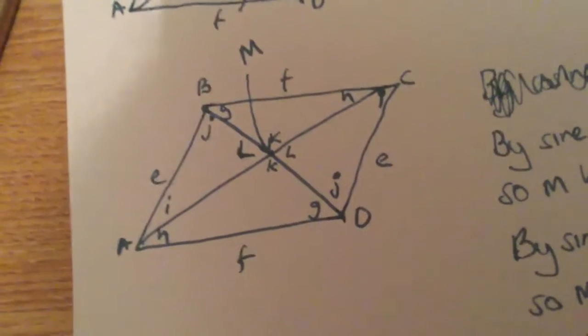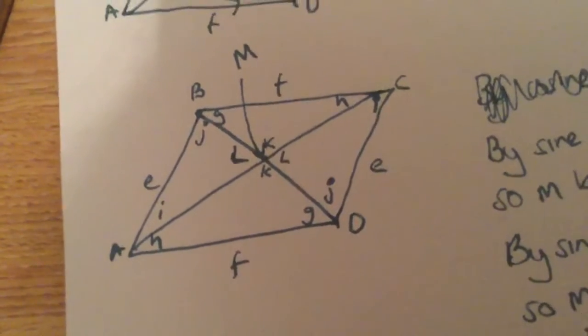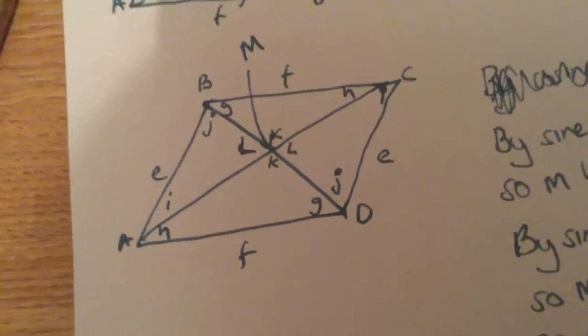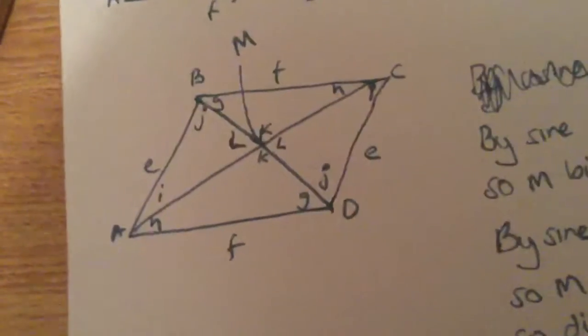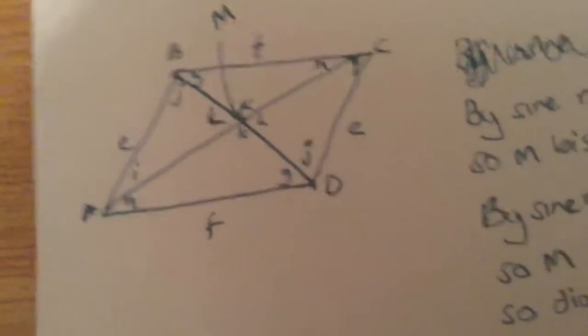So we've just proved that whatever M is, it's going to be the bisector of that diagonal AC, because AM and MC are the same length. Okay? We're going to use this argument again. We're going to use this argument on BD.